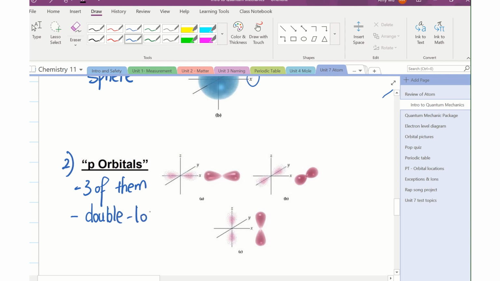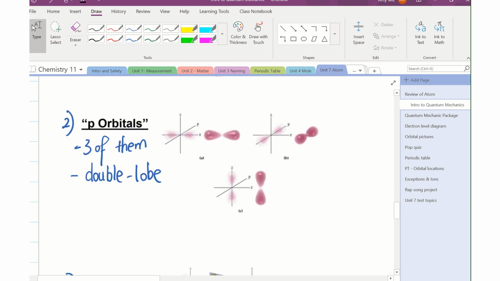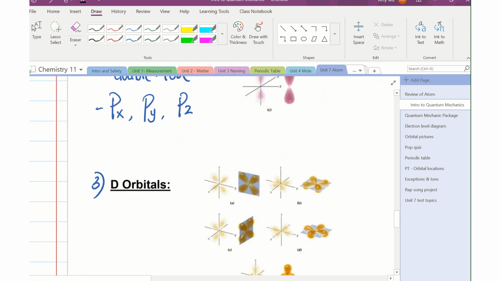Double lobe. Okay, and there are three of them: the px, py, and pz. For example, this one here on the x-axis looks like a double lobe. So that's the px right here. This one on the y-axis is the py, and this one oriented along the z-axis is the pz. I know it gets kind of weird, but hang in there, we're almost there.